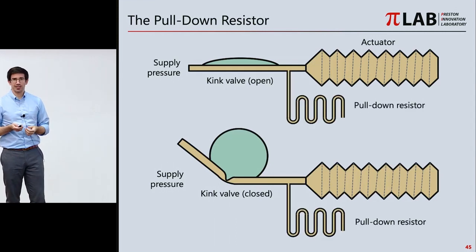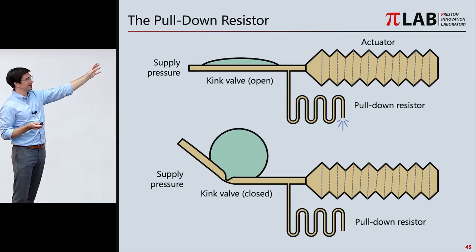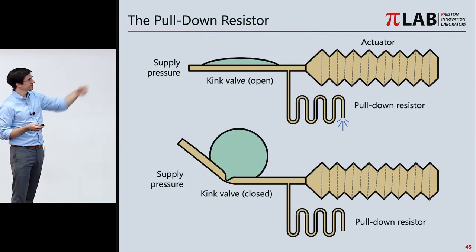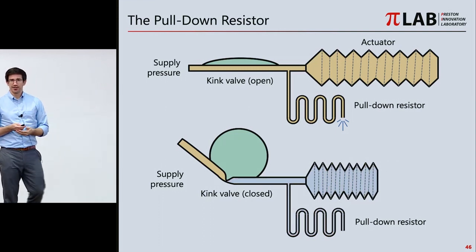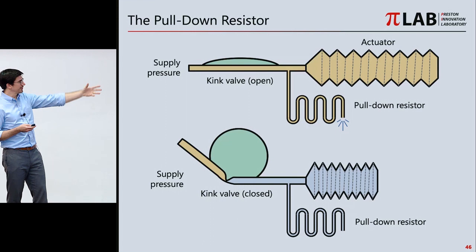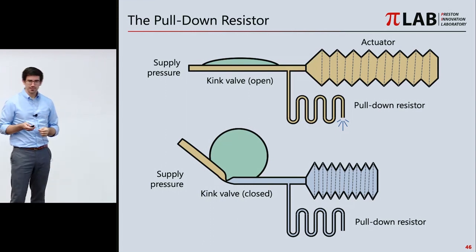And so by adding this pull-down resistor, we do lose a little bit of pressurized fluid in the on state shown at the top. You can design a system such that this is some small fraction of pressure drop. And then in the bottom state, what this allows us to do is deflate the actuator. And so there's, of course, some trade-off between the deflation speed and the loss of pressure in the top state.